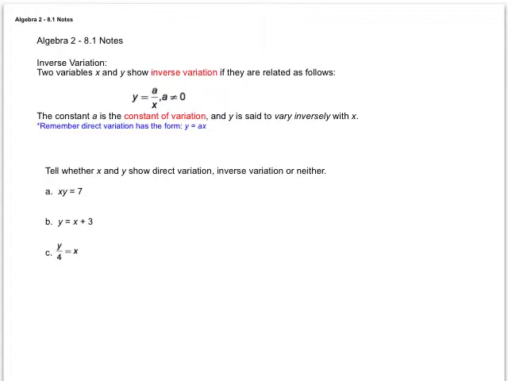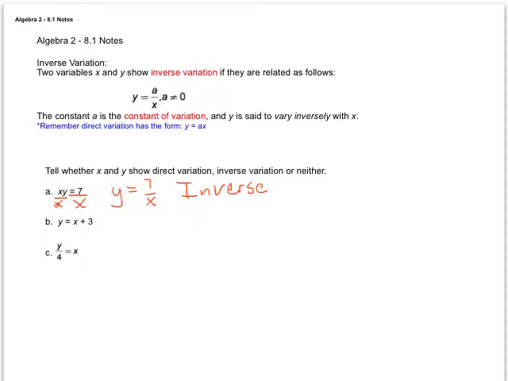Tell whether x and y show direct variation, inverse variation, or neither. And notice that on this first one, we've got x times y equals 7. So let's go ahead and solve that for y. You're just going to divide both sides by x. So what you end up with is y equals 7 over x. This is exactly like what we just talked about in the setup. This is inverse variation. And by the way, you'll need to know the constant of variation is that number on top of the x. It's a 7.